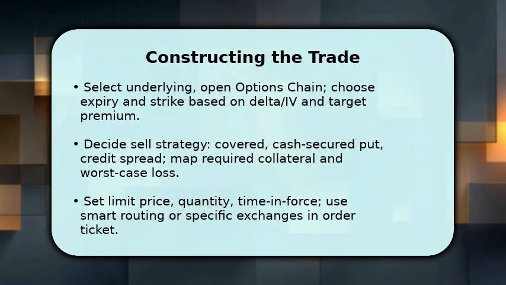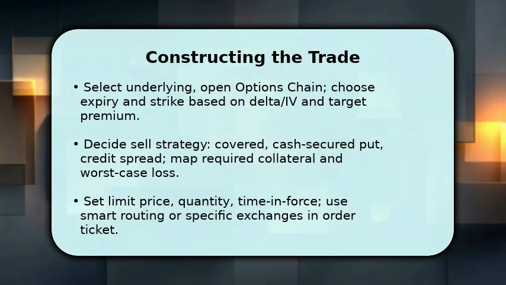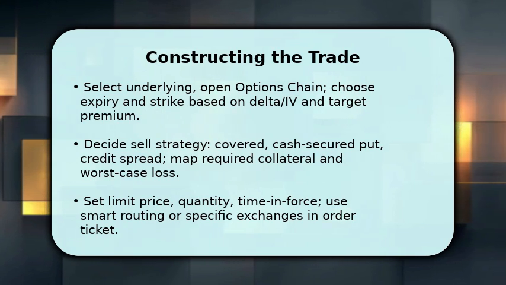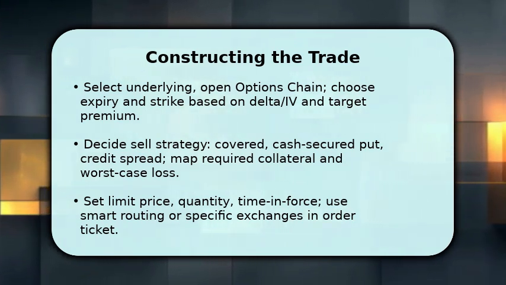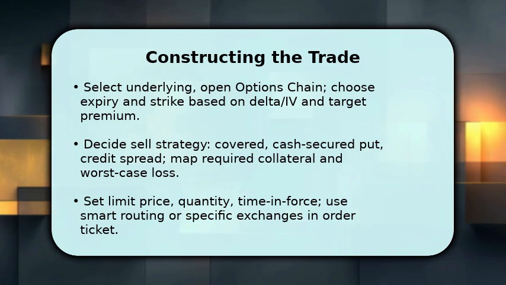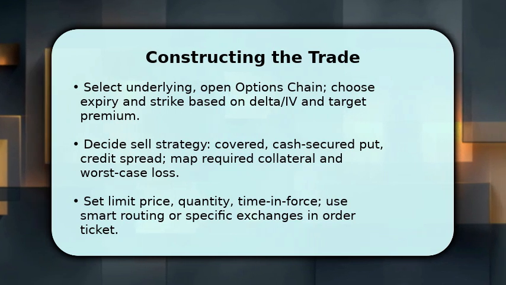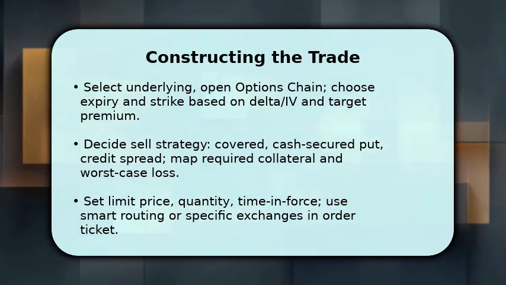You now build the trade. Open the options chain, pick expiry and strike guided by delta and implied volatility because those drive premium and risk. Next, choose a sell strategy, covered call, cash secured put, or credit spread, and calculate required collateral and max loss so you know the worst case outcome.